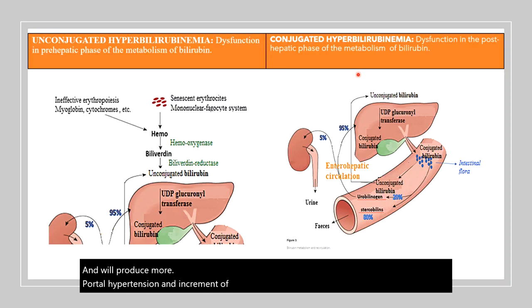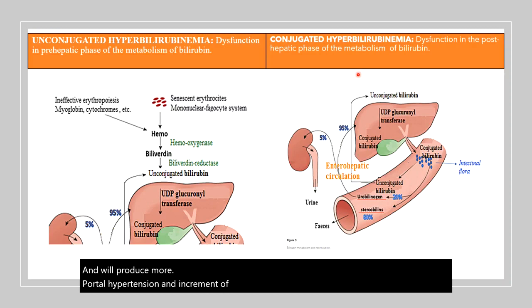Let's continue with the post-hepatic phase. After the bilirubin is conjugated, it will go through the bile ducts to the cystic duct, and it will be stored in the gallbladder.